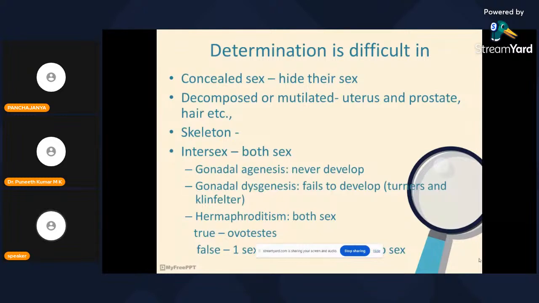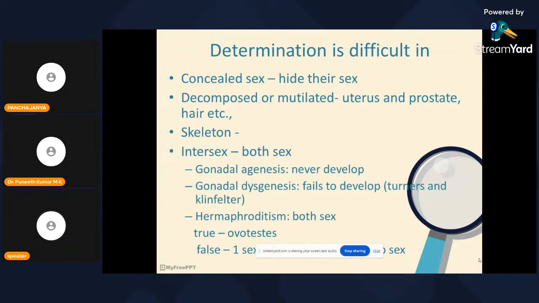Gonadal dysgenesis is where the external sexual features fail to develop. For example, Turner syndrome or Klinefelter syndrome can be treated as gonadal dysgenesis, where the sex organs or the sexual characters will be varied and there won't be proper development in the body.